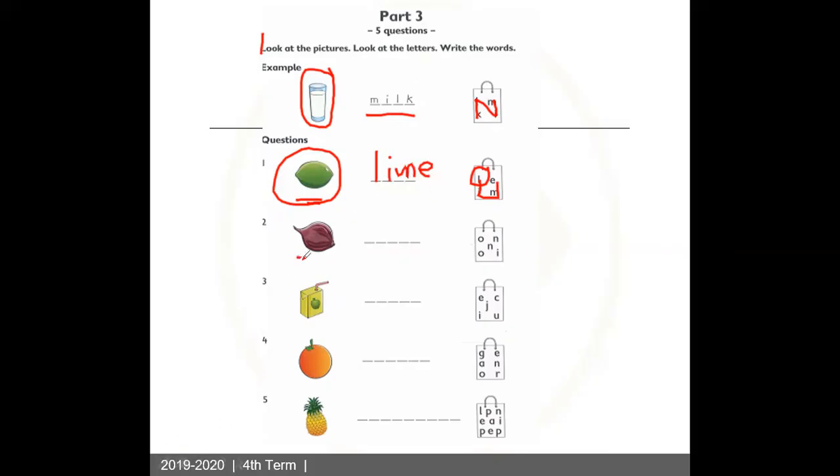And what about this one? We learned this. It's a kind of vegetable. So you have to unscramble and make a word. You're correct. It's an onion. Okay, it's correct. It's an onion. Good. So let's move on. What about the next one?